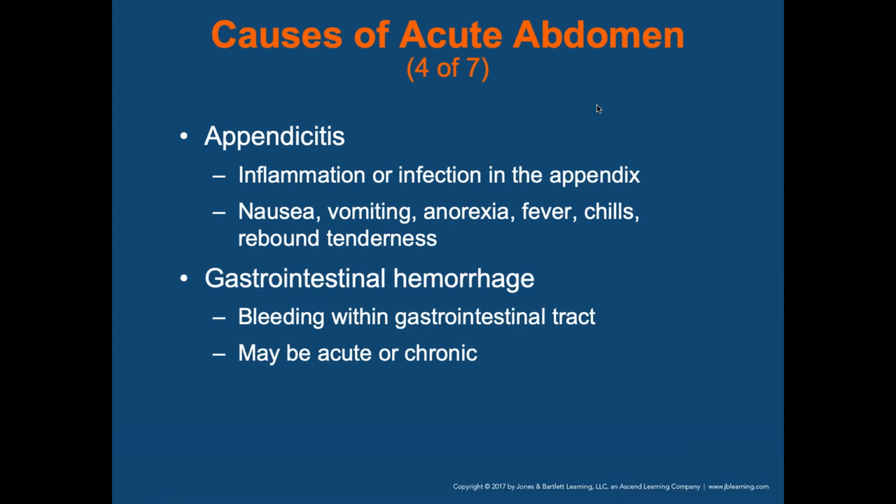Appendicitis is an inflammation or infection of the appendix. You'll have nausea, vomiting, anorexia, fevers, chills, rebound tenderness, and I'll show you guys how to find this here in a second. You could have gastrointestinal hemorrhage and bleeding within the gastrointestinal tract, and it may be acute or chronic.